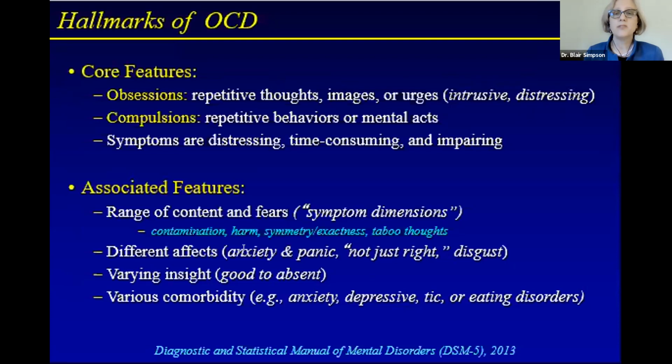Patients with OCD can have varying insight, with some people really understanding that their obsessions don't make any sense and they shouldn't really need to do their compulsions, but they're doing them anyway. Whereas others can really think that if, for example, they touch that doorknob, they might get sick and die. So there's varying insight. And finally, various comorbidity. The most common comorbid conditions that people with OCD have are anxiety and depression. But in kids, you can also have tic disorders or ADHD, and eating disorders can also come along for the ride.